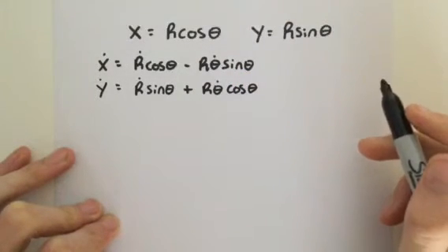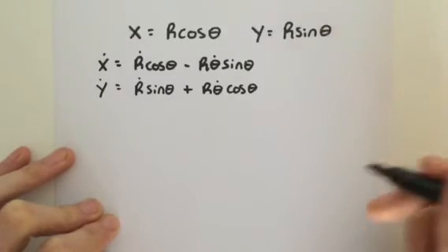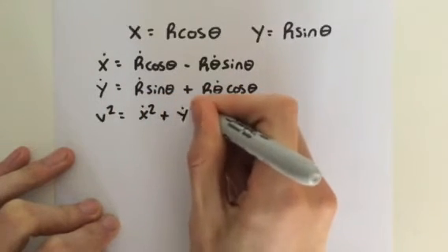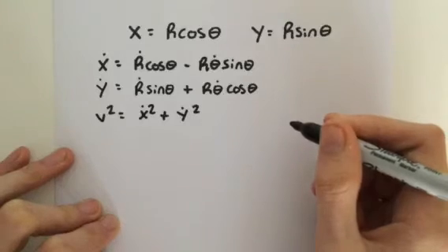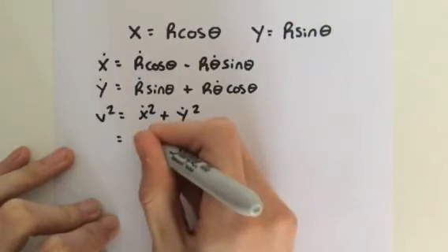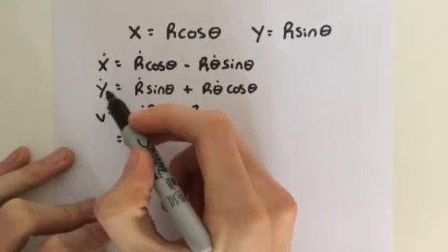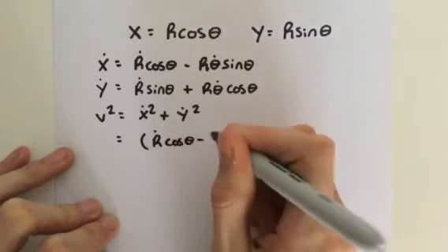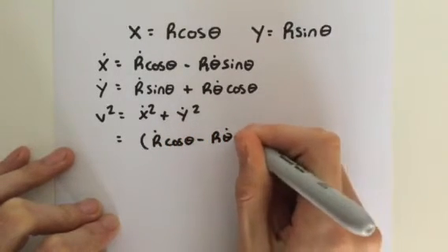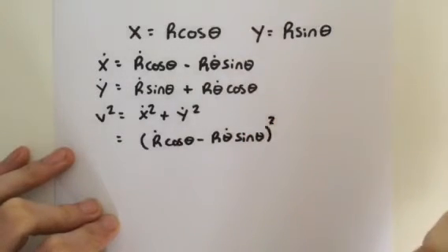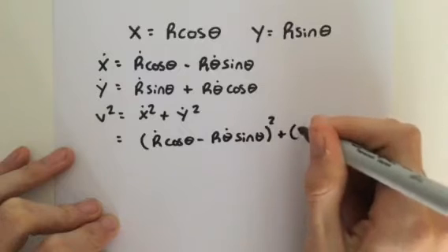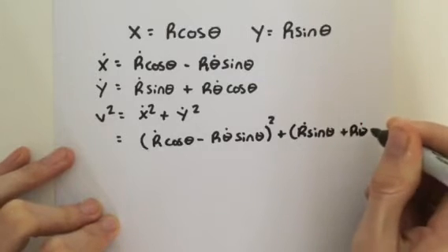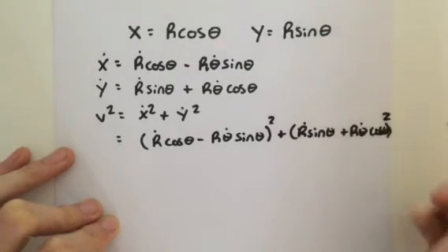So we know kinetic energy is a half mv squared, so therefore we want our velocity squared. So we know that v squared is going to equal x dot squared plus y dot squared. So what's this going to equal? This will equal simply our x dot components and our y dot components all squared. So we're going to get r dot cosine theta minus r theta dot sine theta all squared, and then to that we add r dot sine theta plus r theta dot cosine theta. And we square that as well.